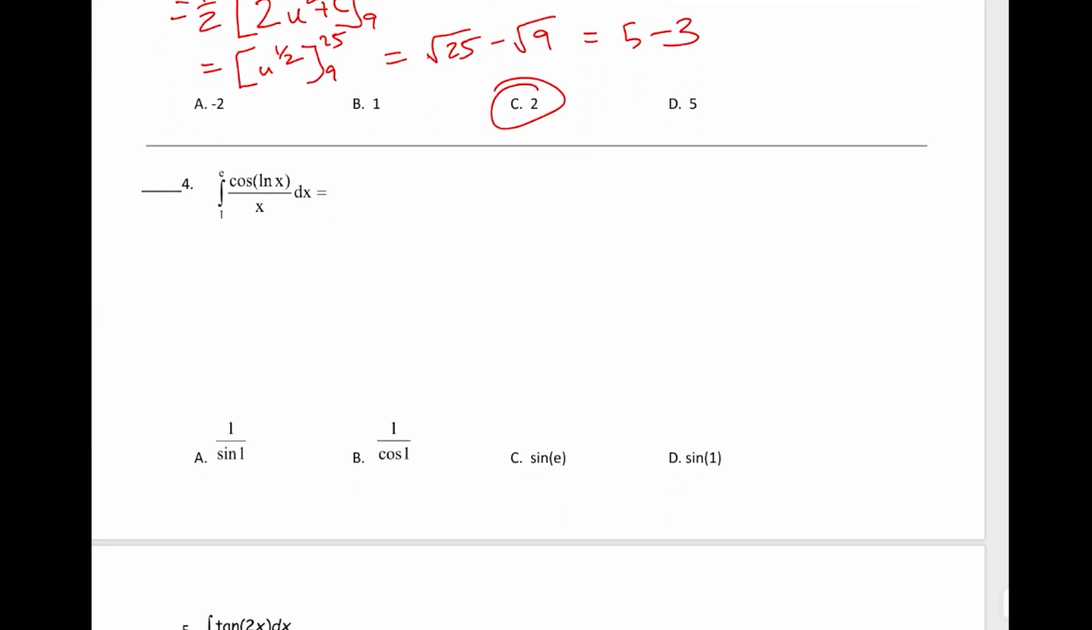Number 4, another definite integral. Here we want to let u be natural log x. So du, which is the derivative of natural log, is 1 over x dx, which I do have. It's not super obvious I have it, but I do have it. It's just 1 over x dx.